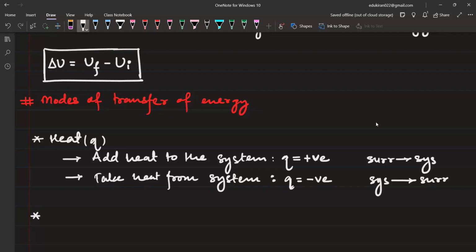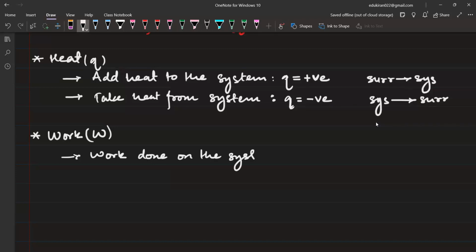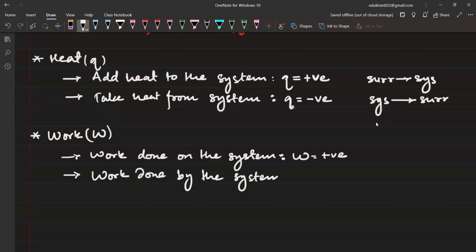नेक्स्ट पॉइंट है आपके पास वर्क. Work is given by W. वर्क भी दो तरीके से हो सकता है. Work can be done on the system. Work done on the system, that will be positive. और जब work is done by the system, सिस्टम अगर काम करेगा, work done by the system, in that case work will be, उसको हम नेगेटिव लेंगे, because सिस्टम की एनर्जी कम होती जाएगी.